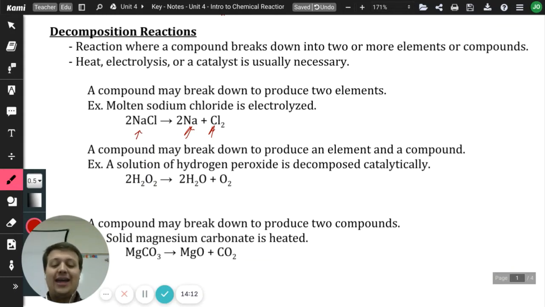So next, I have a compound could break down to produce an element and a compound. So that is a little bit different. So now we're actually taking one compound, but now instead of breaking it down into 2 compounds or 2 elements, we're actually breaking it down into a compound and an element. Now, an example of that would be hydrogen peroxide. Hydrogen peroxide will naturally decompose, but it will also decompose very quickly if we add a catalyst. And so what I'll do is I'll take that hydrogen peroxide, add a catalyst, and then I'm going to produce water and an oxygen. Okay, so in that case, we took a compound and we made a smaller compound with an element. Okay. All right.